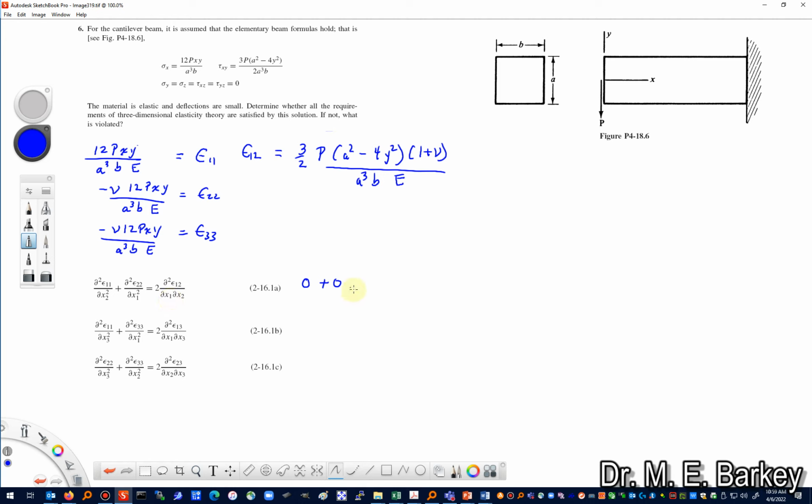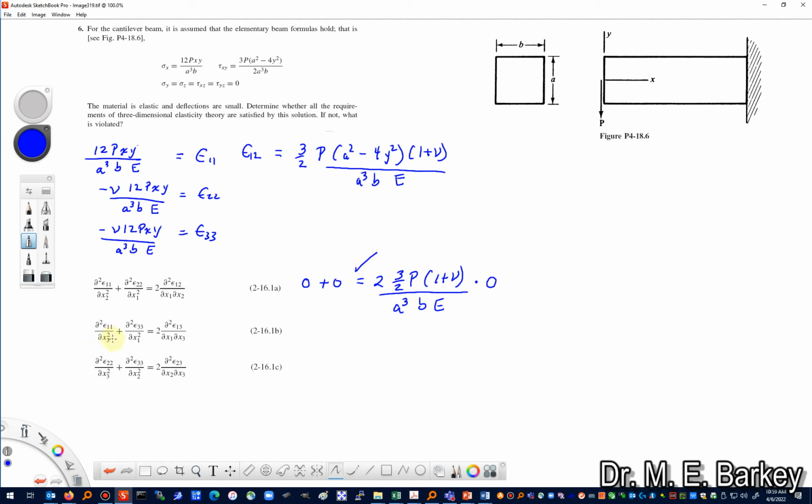And then the second partial of epsilon xy with respect to x and y. Let's check that out. So it would be 2 times 3 halves p times 1 plus nu over a cubed b E. This doesn't have any x in it, so that would be equal to 0. Okay, so that one does check out.